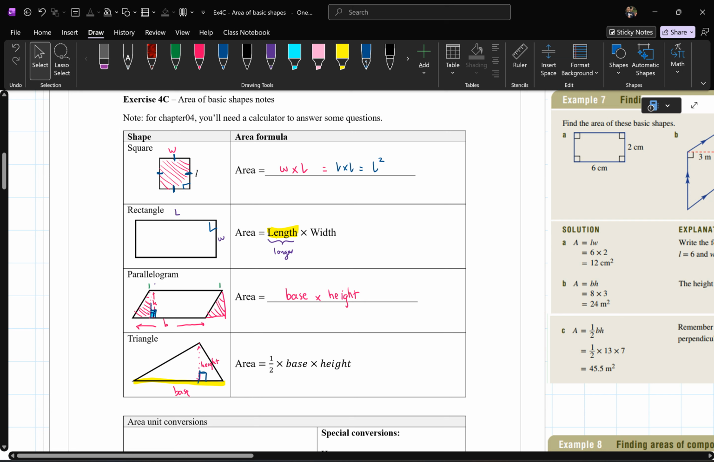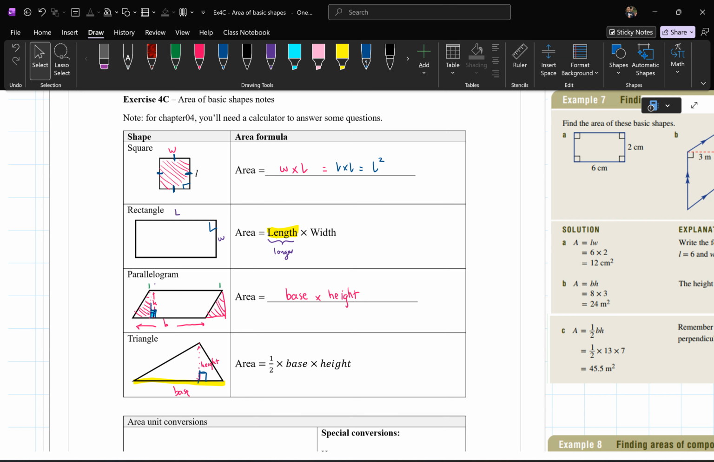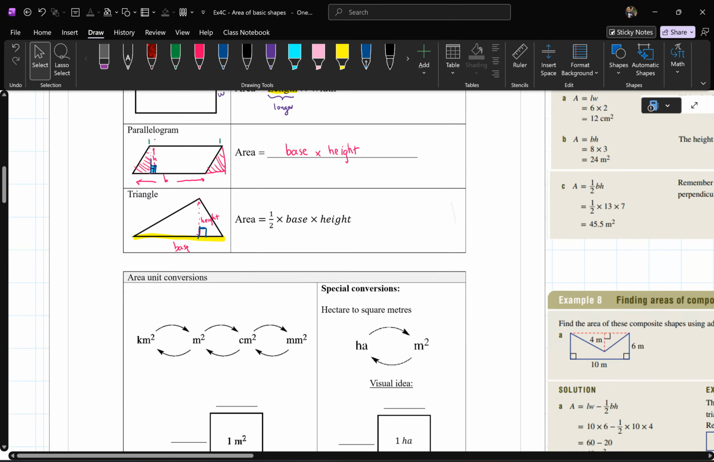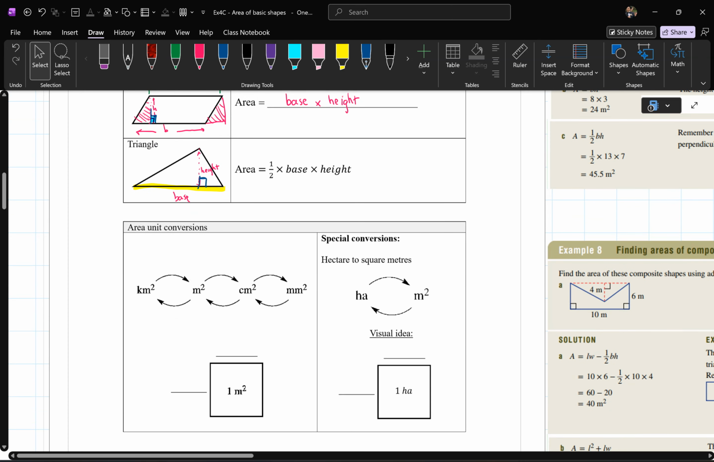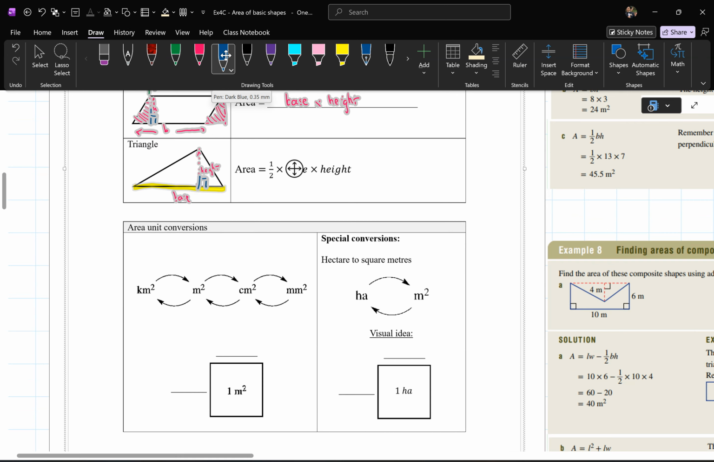All right, so this is 4C. Exercise 4C was just knowing the four formulas there, and you identify the shape to then work out the area. But before we do so, one other common thing that a lot of students don't know as part of a Victorian skills that you need to know is called unit conversions.